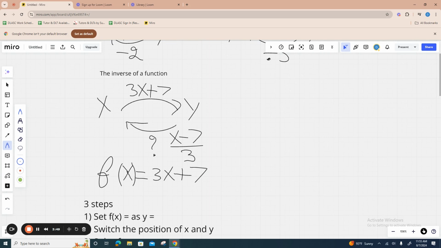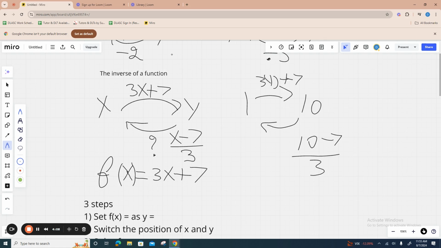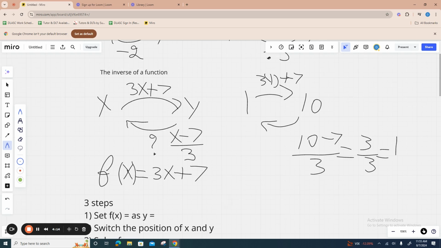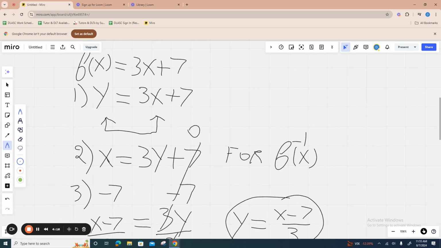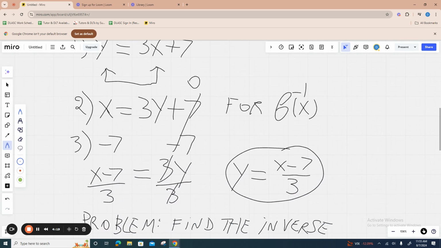And we can check this. Let's use 1. If I start with 1 and I do 3 times 1 plus 7, I end up with 10. And if I want to go back, I'm going to plug that 10 into the other one, the return one, and I do 10 minus 7 over 3. That's 3 over 3, which is 1. I'm back to 1. So I just checked that I found the correct inverse.